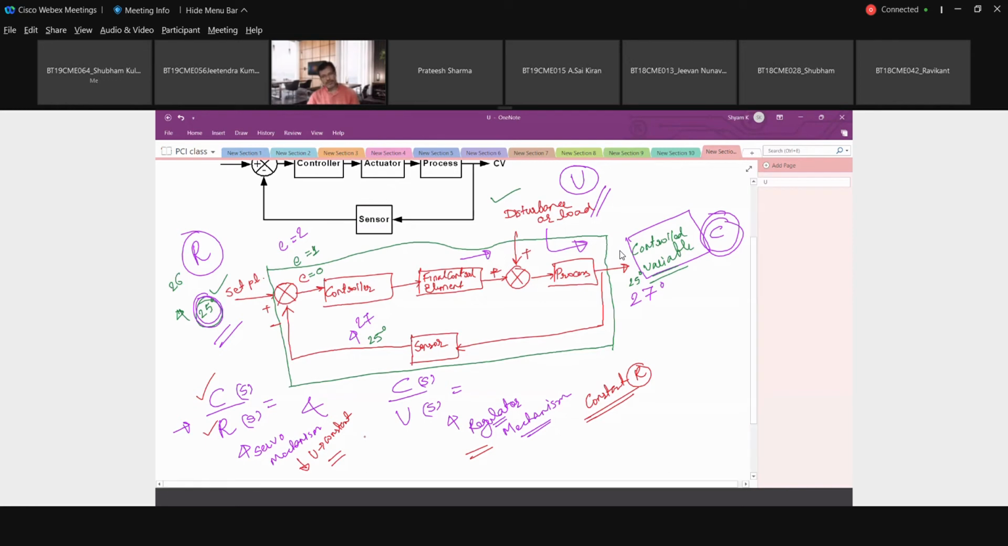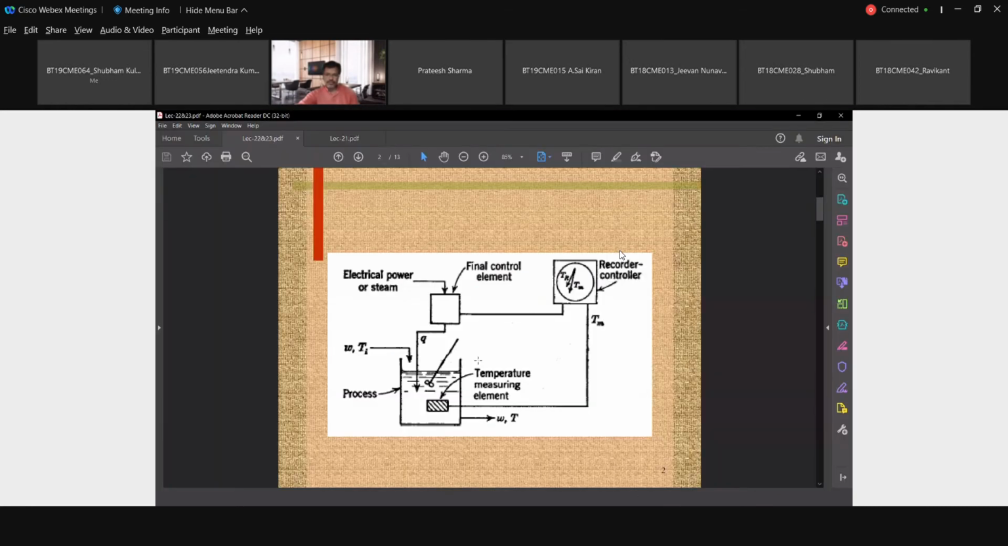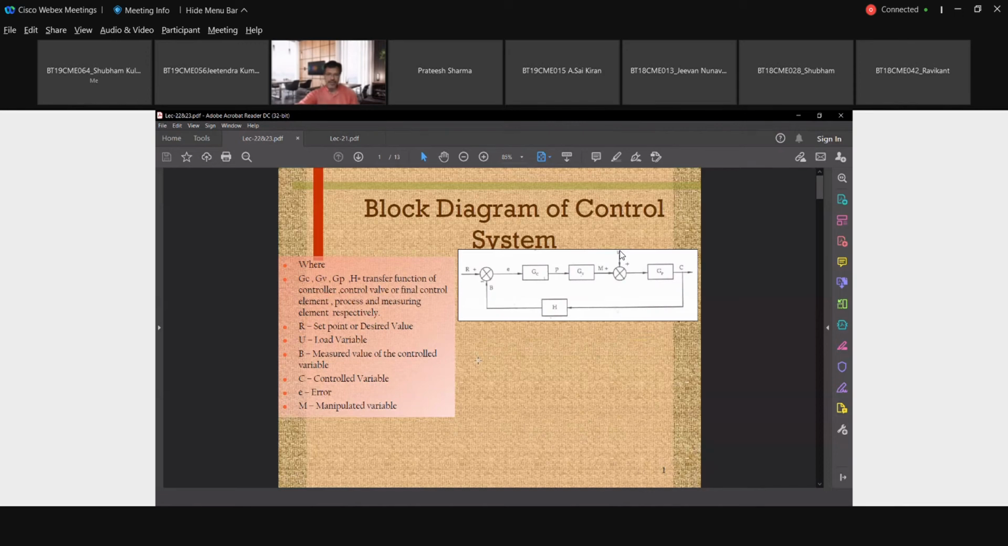Is this clear? Now how to develop C by U and C by R, we will see. Okay. So let's start: we will identify the different nomenclatures we are using for the blocks.